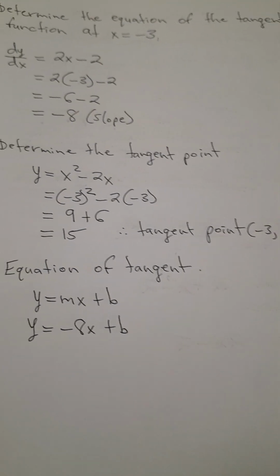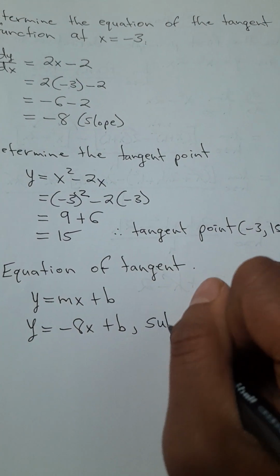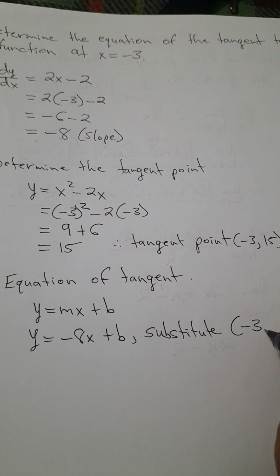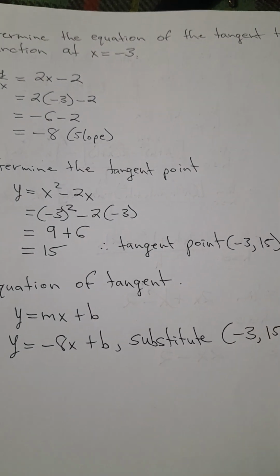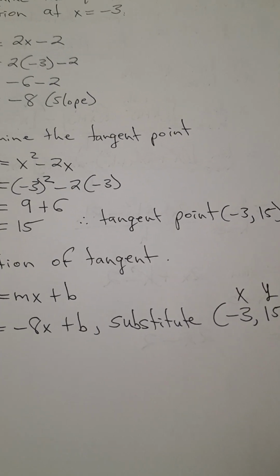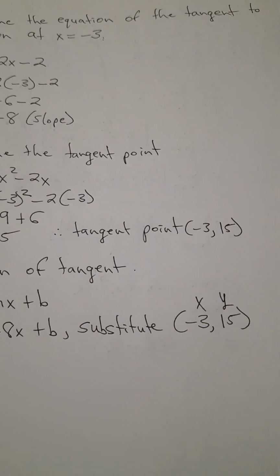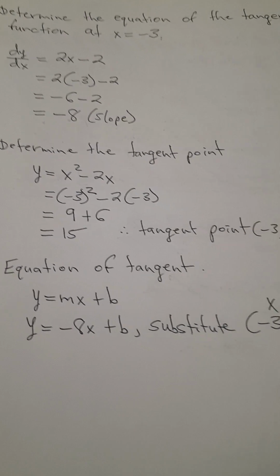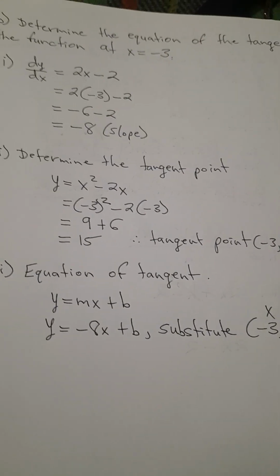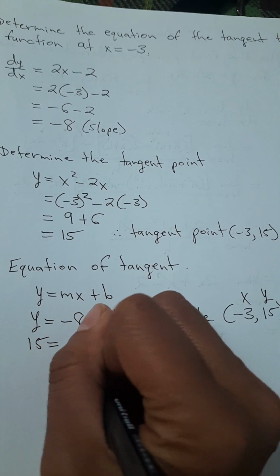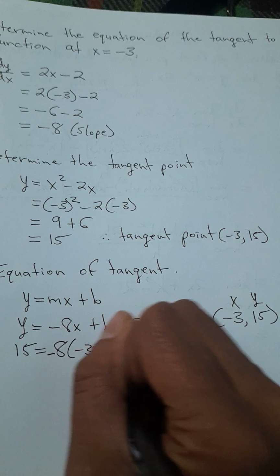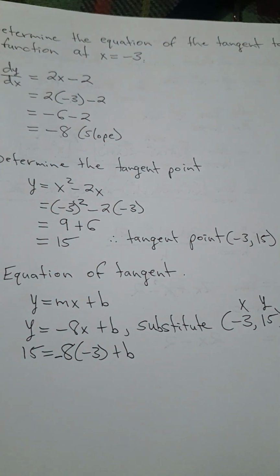Then I'm going to take my tangent point. So let's substitute your tangent point, which is negative 3 and 15. Right here, we'll put for x and y. So it's of course like what you've done before when you're looking for the equation of a line. So I see that y is 15. So I'm going to do 15 equals negative 8 times x, which is negative 3, plus b.